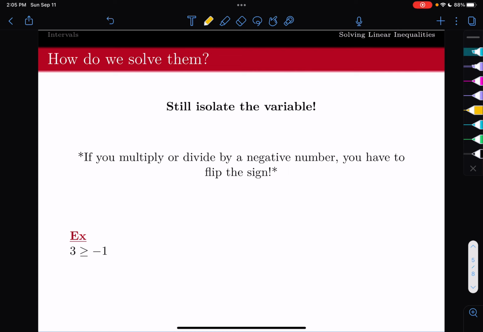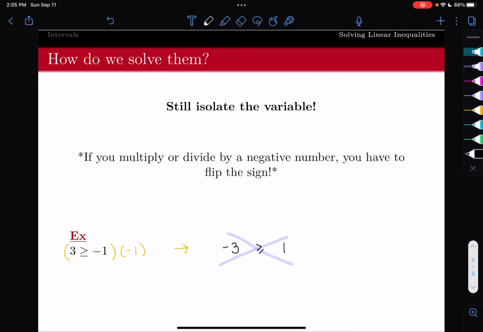So I want to show you why that's the case, and we're going to look at this example. 3 is greater than or equal to -1. I know that's a true statement. 3 is definitely larger than -1. So if I go ahead and take this inequality and multiply it by a negative number, we'll say -1, the result would be -3 and +1. If I don't change my sign, I don't end up with a statement that's correct. -3 is not bigger than +1.